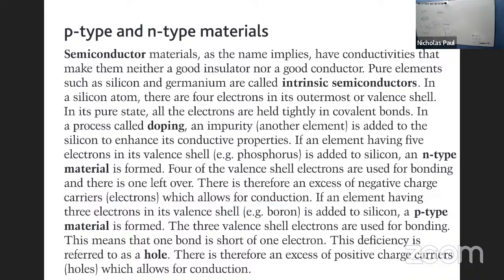On the other hand, if an element has 3 electrons in its valence shell, a p-type material is formed. The 3 valence shell electrons are used for bonding. This means that one bond is formed that is short one electron. This deficiency is referred to as a hole. There is therefore an excess of positive charge carriers, which allows for conduction. So p-type, you have an excess of holes; N-type, you have an excess of electrons.